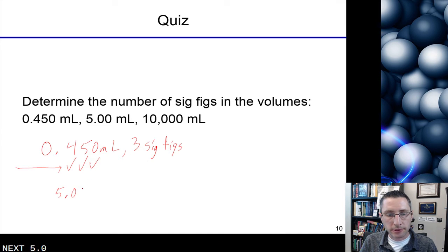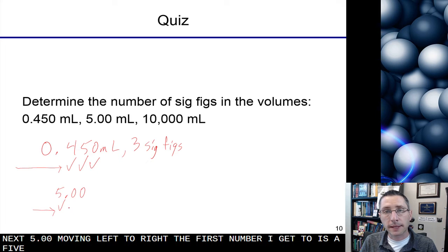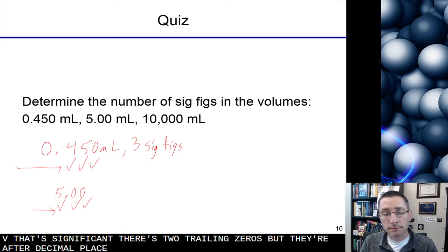Next, 5.00. Moving left to right, the first number I get to is a 5. That's significant. There's 2 trailing zeros, but they're after decimal places. So again, 3 significant figures. They all matter here.